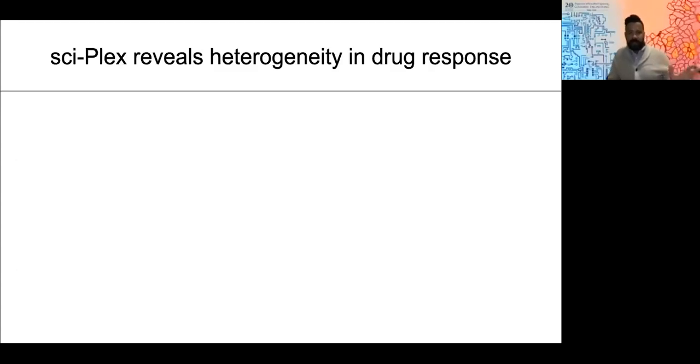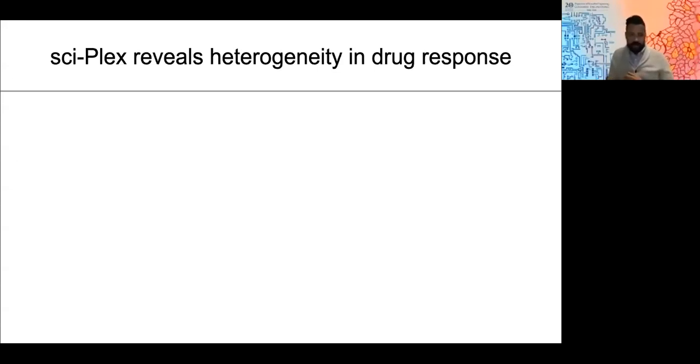Now, that's the type of result that is very interesting, but it's still something that we could understand or gain from a more classic bulk approach. So really what I want to highlight today are those additional insights that we can obtain by using our single cell resolution. So I want to highlight some examples in which our approach reveals heterogeneity in drug response.